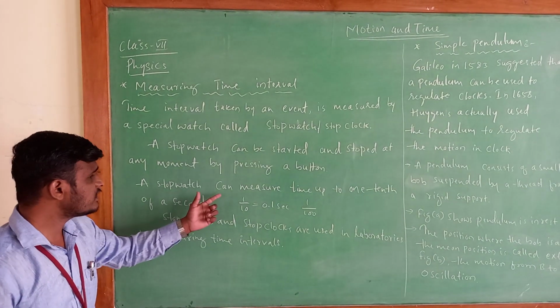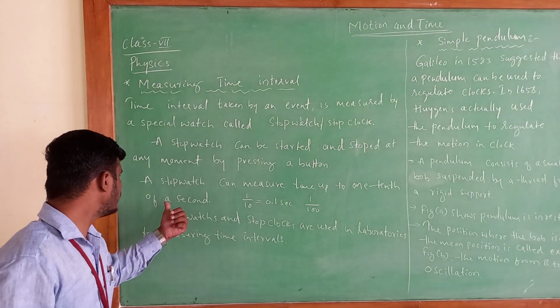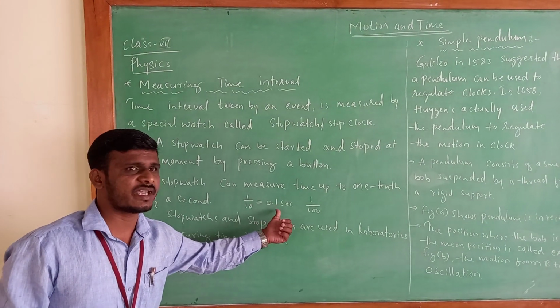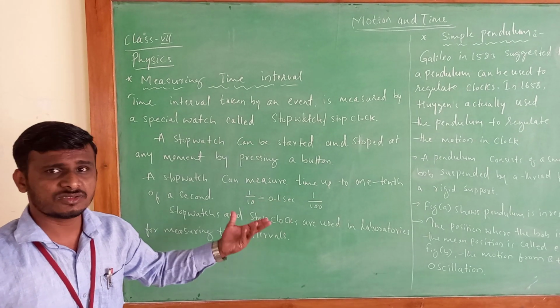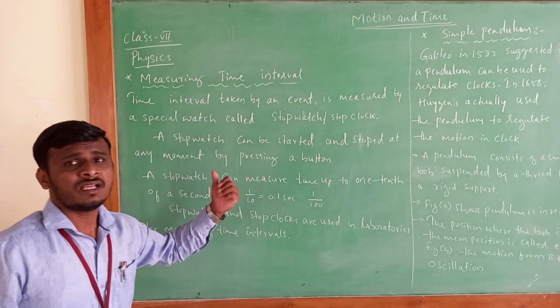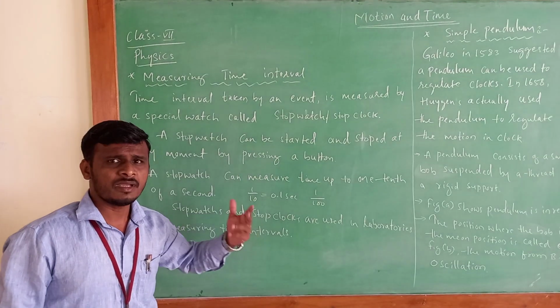So a stopwatch can measure up to 1/10 of a second, that is, 0.1 second. That is the smallest amount of time it can measure. That's why these are special devices used for measuring time intervals.